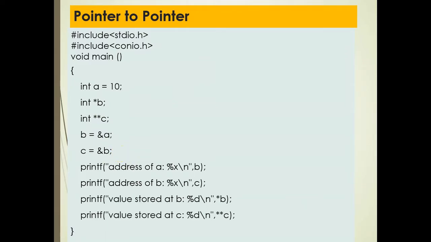This means there are three variables here. There is a variable a, and it has its own address. b also has its own address and c also has its own address. Variable a contains the value 10, pointer variable b contains the address of a, and pointer variable c contains the address of b. This means here c directly points to variable a.